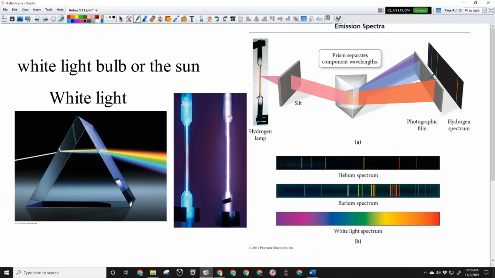And this is also how Niels Bohr came up with the planetary model of the atom, where it's different rings, because he saw that these rings here corresponded to electrons that are in different energy levels.